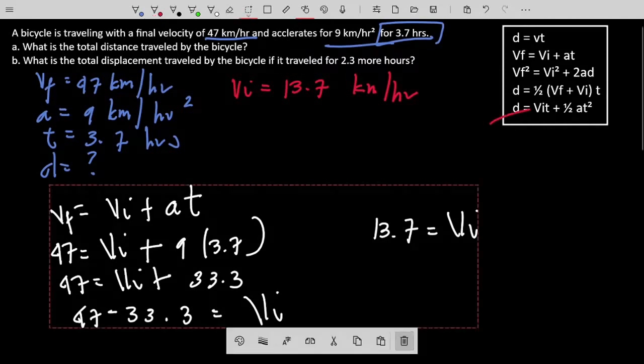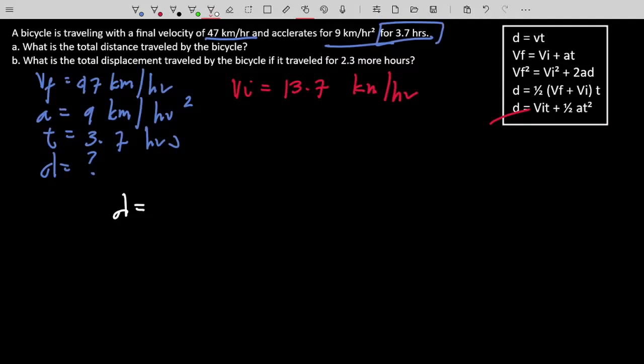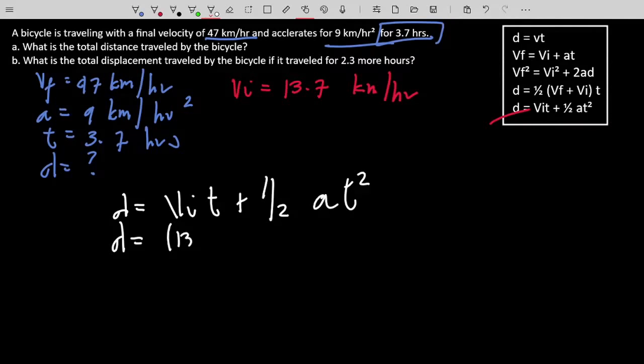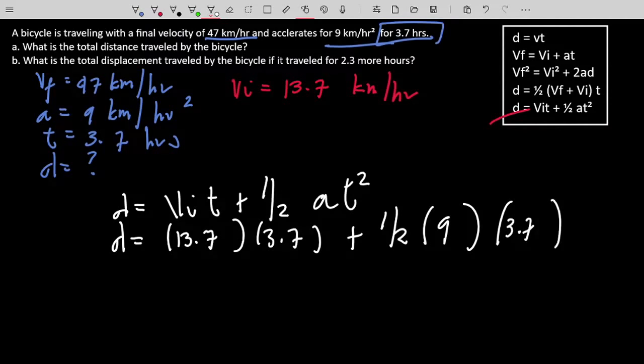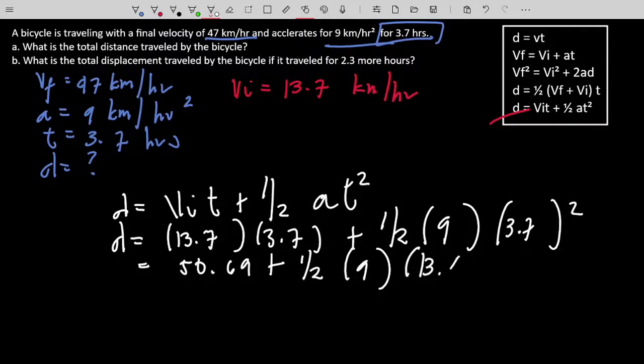Now let's use this formula. Displacement is equal to initial velocity multiplied by time plus 1/2 acceleration multiplied by time squared. Displacement is what we're trying to look for, and 13.7 multiplied by time, which is 3.7, plus 1/2, acceleration is 9, and time is another 3.7 squared. Now 13.7 times 3.7 gives 50.69, plus 1/2, 9, and 3.7 squared, which is 13.69. Again, 50.69 plus 1/2 multiplied by 9 multiplied by 13.69 gives 61.60.